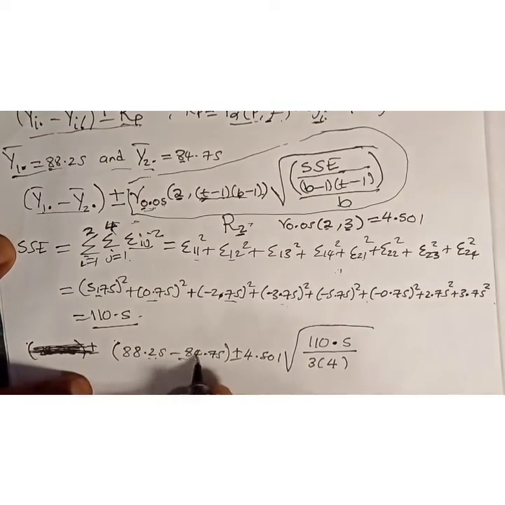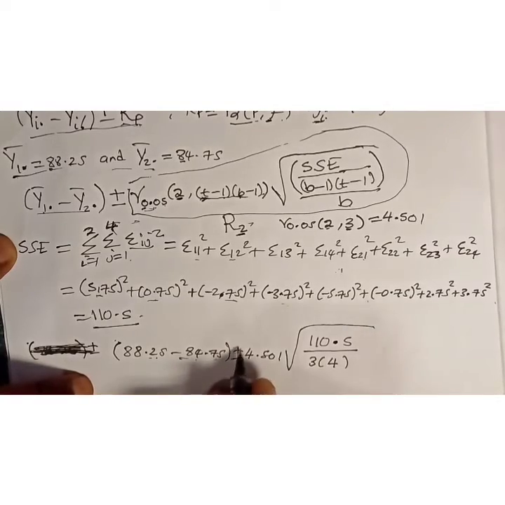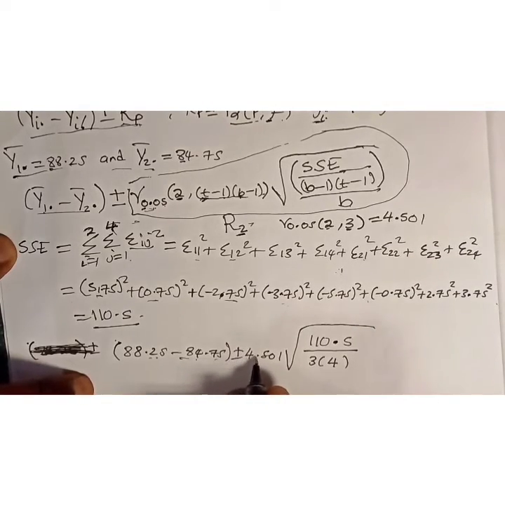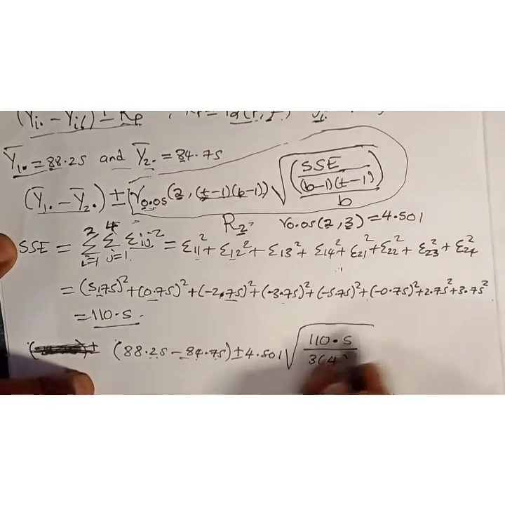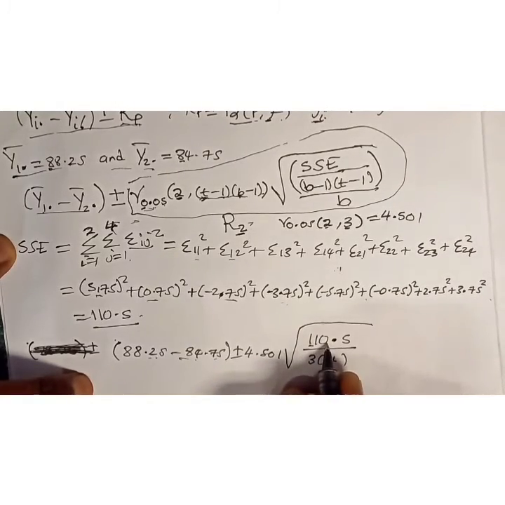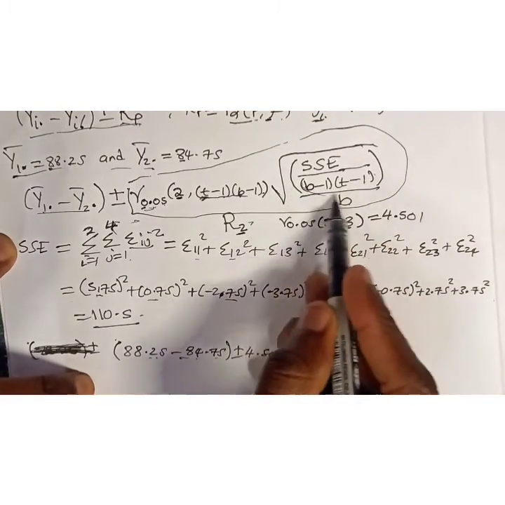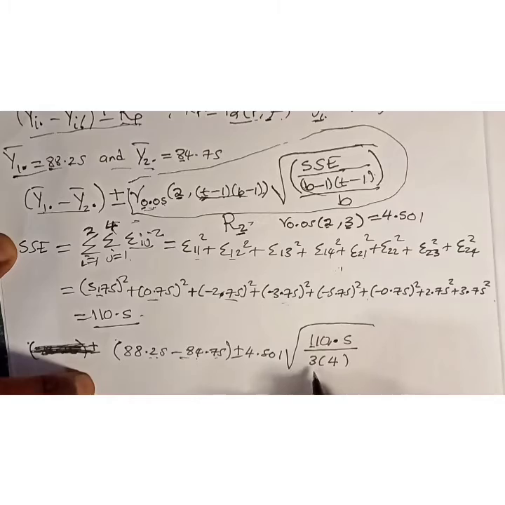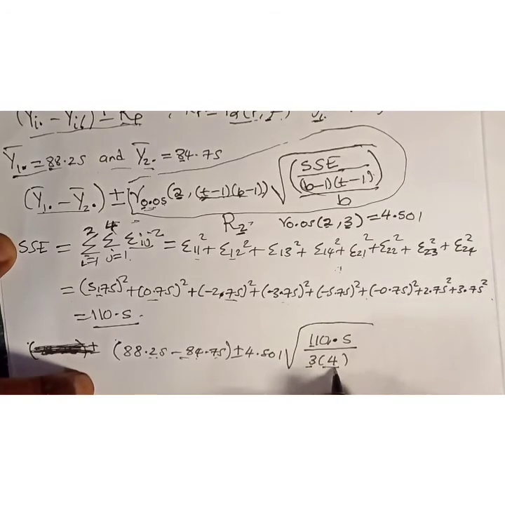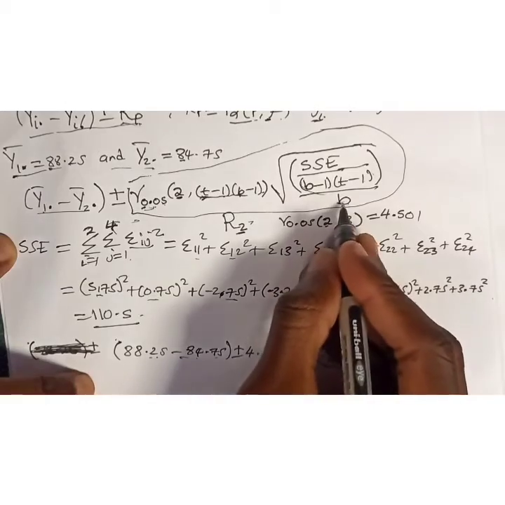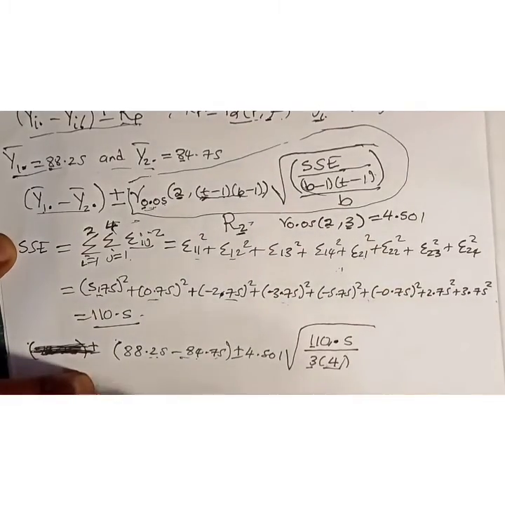So my confidence interval will be 88.25 minus 84.75 plus or minus 4.501 multiplied by the square root of 110.5. Remember, it's our SSE, and this part we already said it is 3. So that's why I said all divided by 3 times 4, where 4 represents the blocks, as you can see here, so that I can estimate my confidence interval from here.